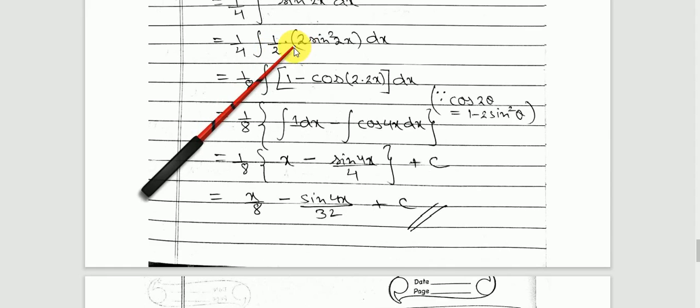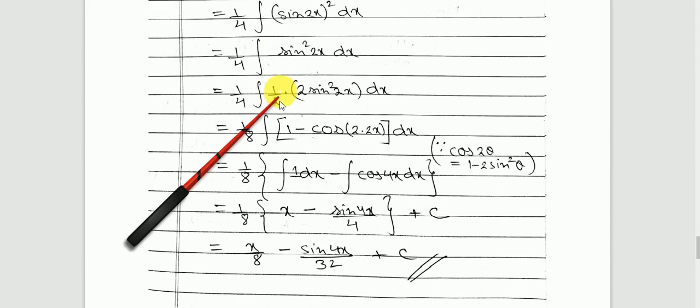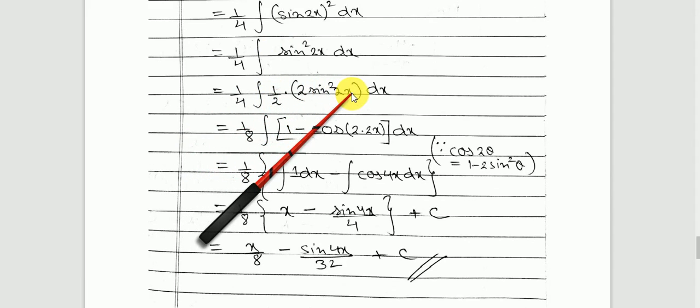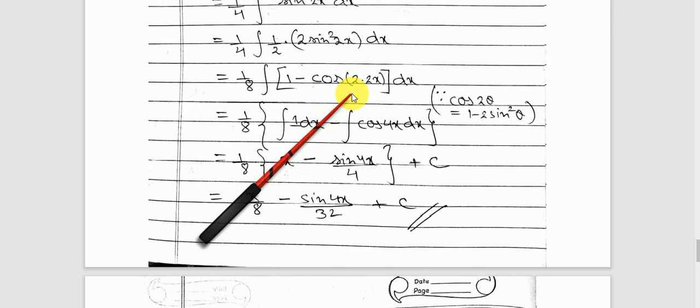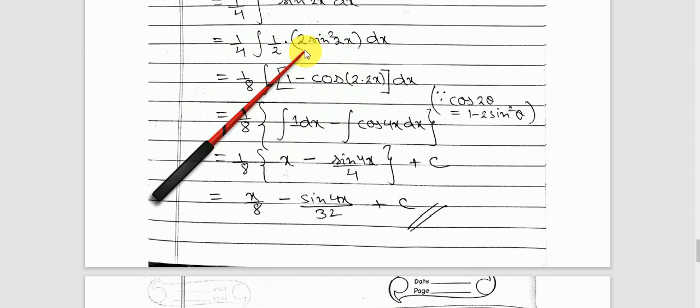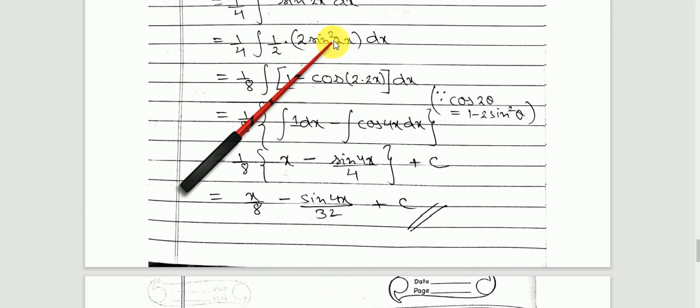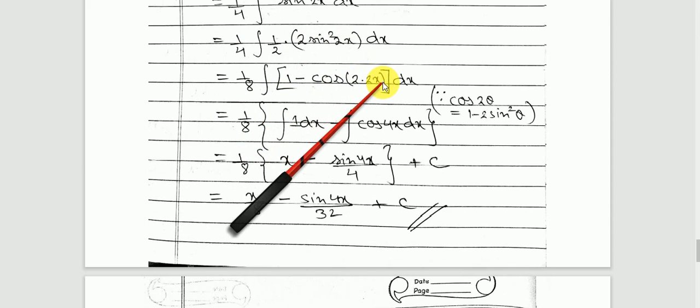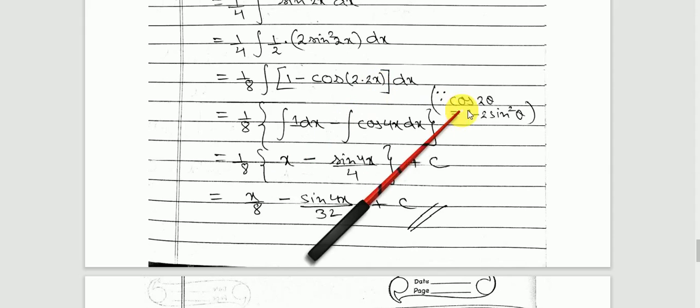Okay, what you do is you multiply and divide by 2. So you can write this way, 1 by 2 into 2 times sine square 2x. And you know 2 times sine square 2x will be equal to 1 minus cos 2 into 2x. This has come by this formula.